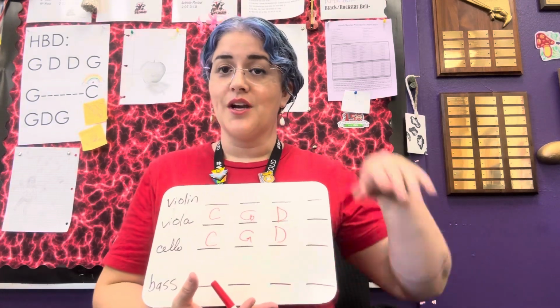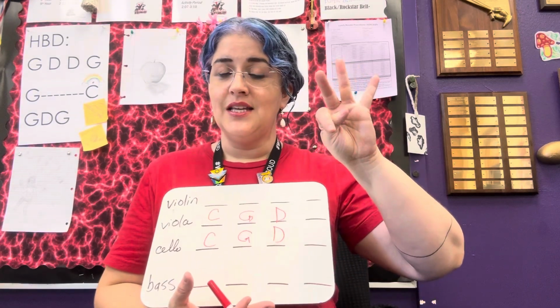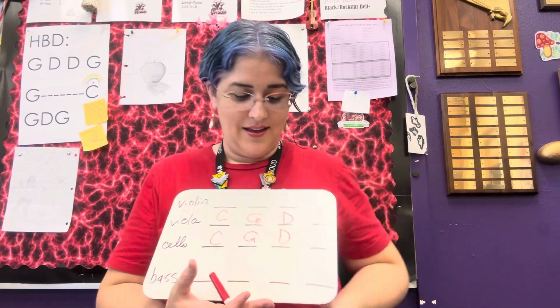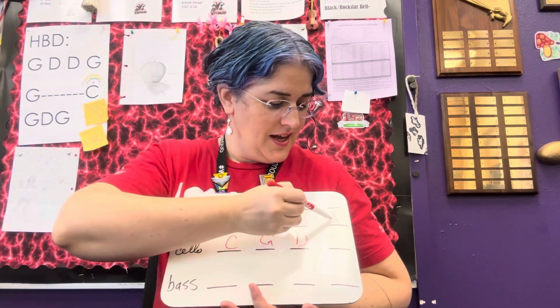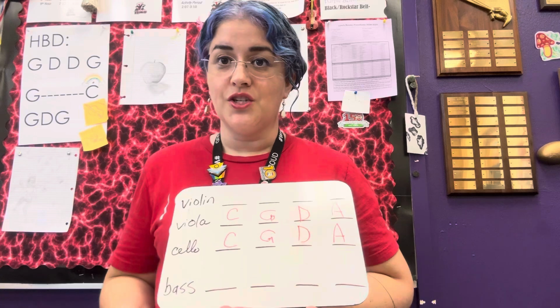And then we're going to go up 5 from D. D, E, F, G, A. And A is our highest string for violas and cellos.